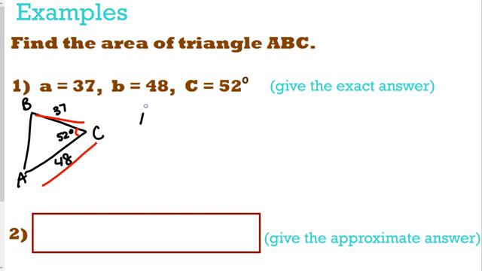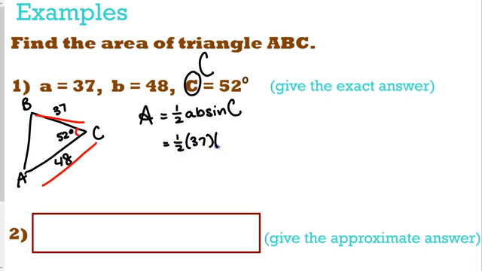Let's use the version that says area equals 1/2 AB sine C. By the way, this here, that's a capital C. It just doesn't look like it in that font. Okay, let's substitute the numbers in. We have 1/2 times 37 times 48 times the sine of 52 degrees.